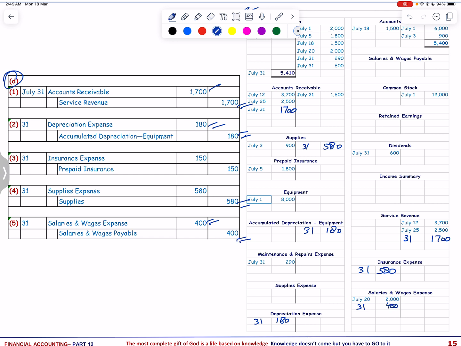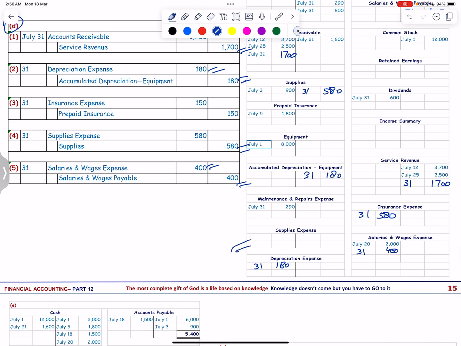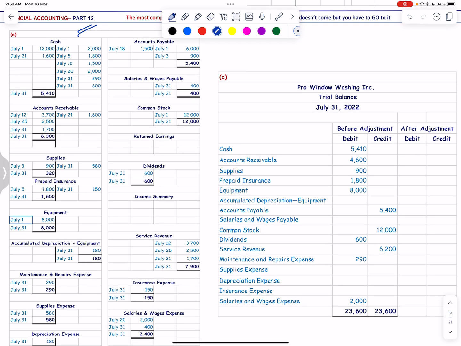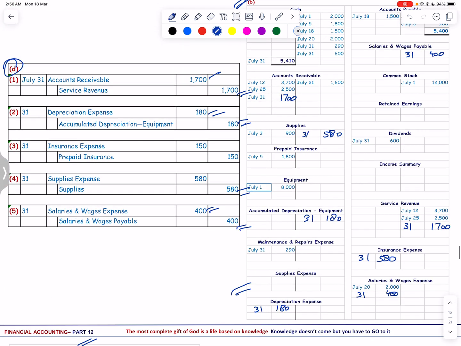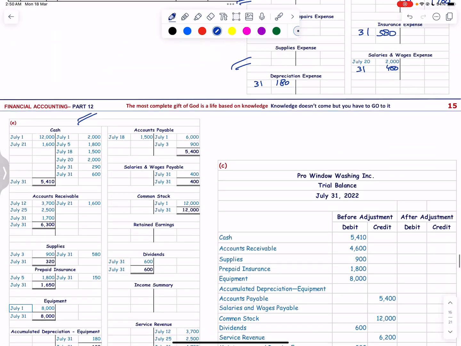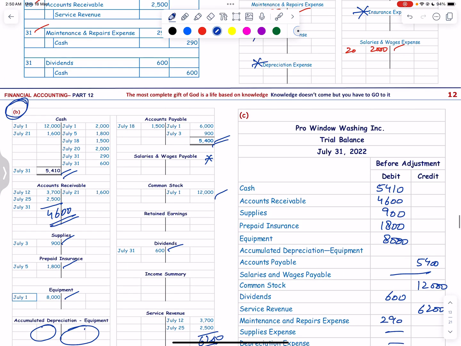So we have posted all the adjusting entries to the T account, and we have to prepare an adjusted trial balance. So once again, I have put this T account into an Excel sheet, and that's how the T account looks. And from here, we are going to prepare the adjusted trial balance. Now we have already recorded the before adjustment trial balance just now. This was before the adjustment, and now we are going to do after the adjustment. So let us see how we do that.